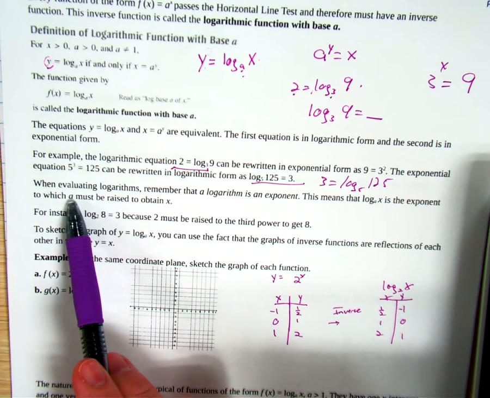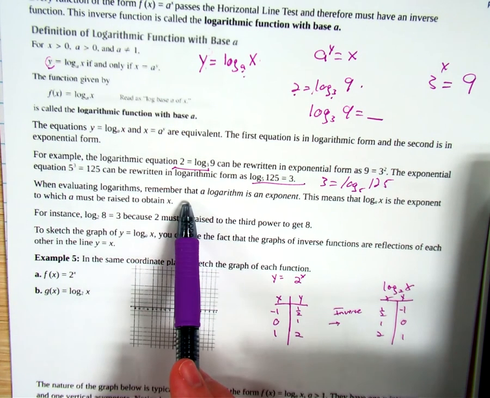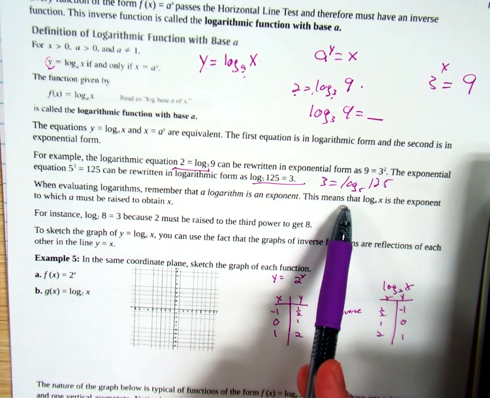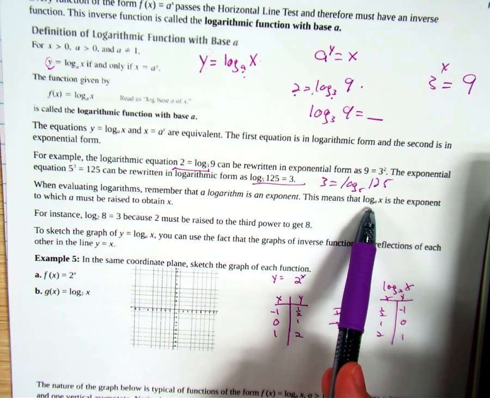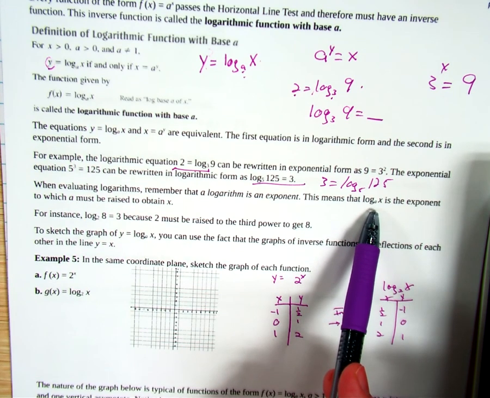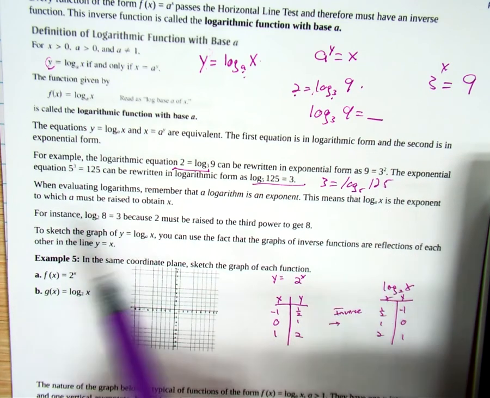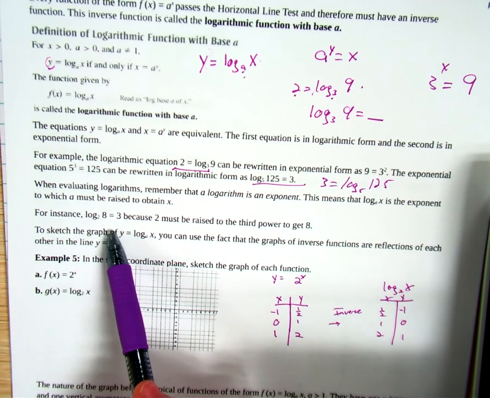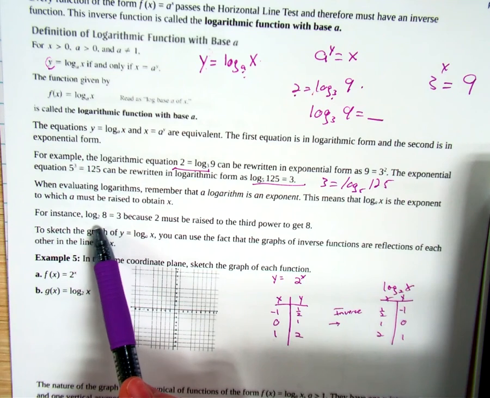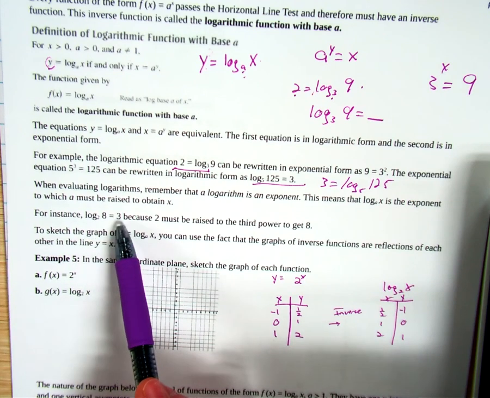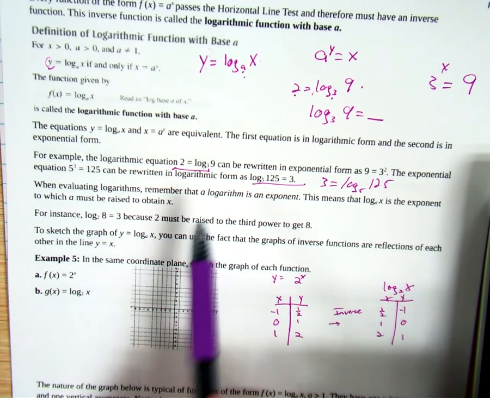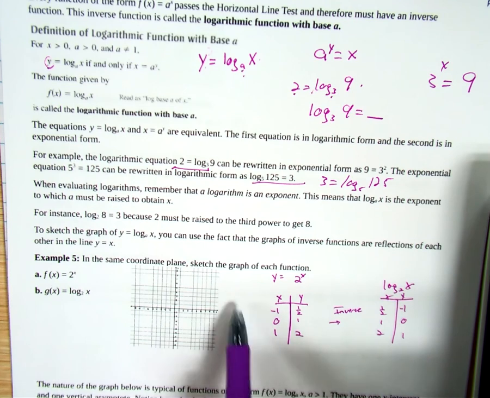When evaluating logarithms, remember that a logarithm is an exponent. This means that log base a of x is the exponent to which a must be raised to obtain x, kind of what we've been saying before. Log base 2 of 8 is 3 because 3 is the power of 2 that gets me to 8.